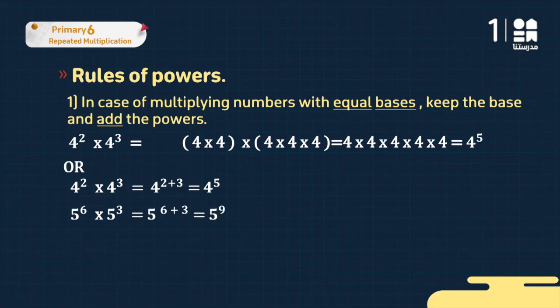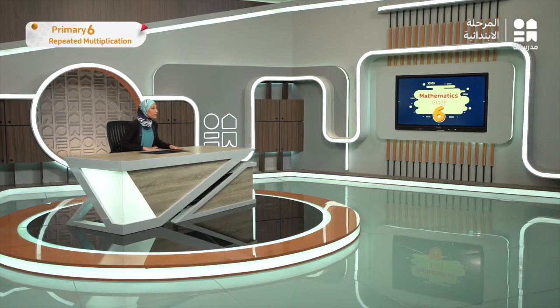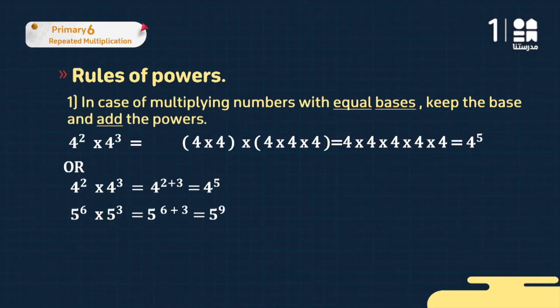Also, of course, I have 5 to the power of 6 times 5 to the power of 3. Now I have equal bases. 5 is my base, and there is a multiplication sign between them. So I am going to keep my base as it is. I will write the 5 as it is and add my powers. So it gives me 6 plus 3, which gives me 9.